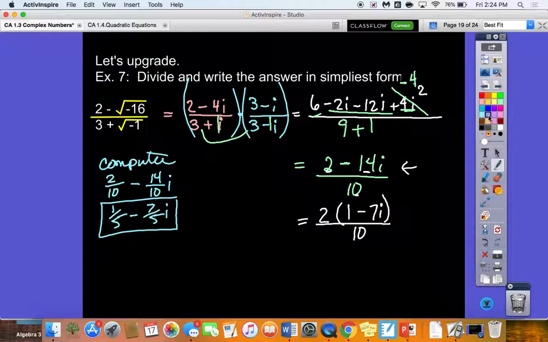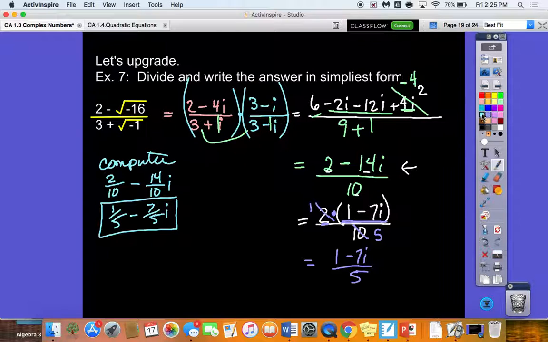Now, here's the rule. You can only reduce top and bottom when these are factors. You cannot reduce terms, you can only reduce factors. So here is a factor here, and here is a factor here. They're called factors because they're multiplied together. So that's what frees this 2 up, is the fact that it's multiplied times this difference. So the 2 reduces with the 10, and that's how I get 1 minus 7i over 5.